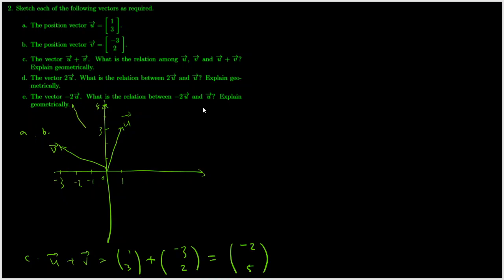I mean, that is the position vector representing the sum of u and v. Okay, just write u plus v. Sorry, it's a little messy because I should have drawn the whole thing a little bit down, but I think you got the idea.